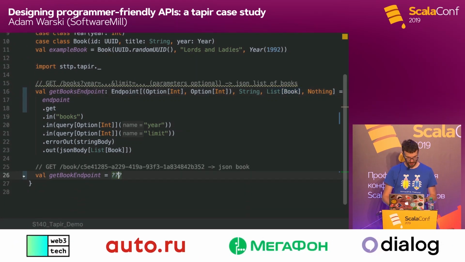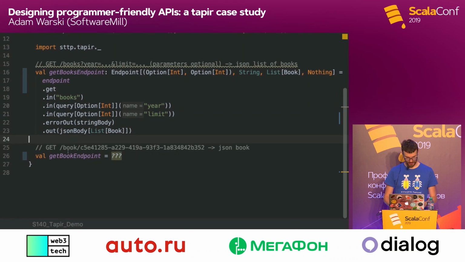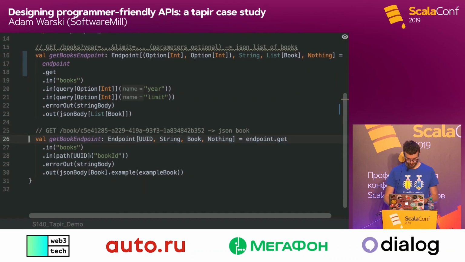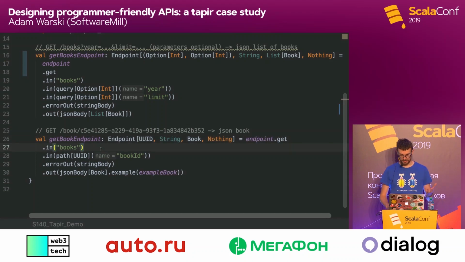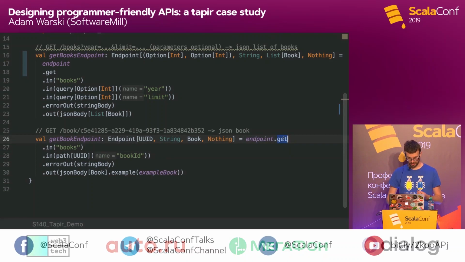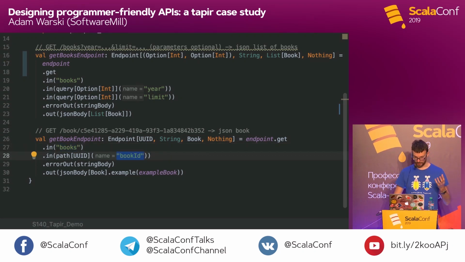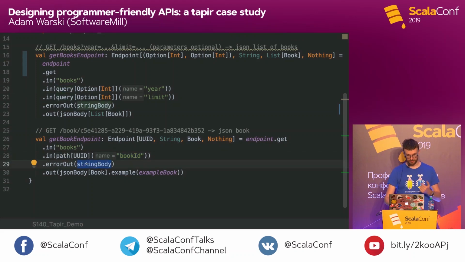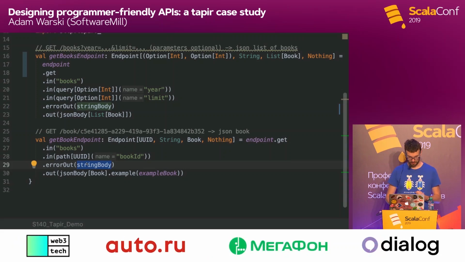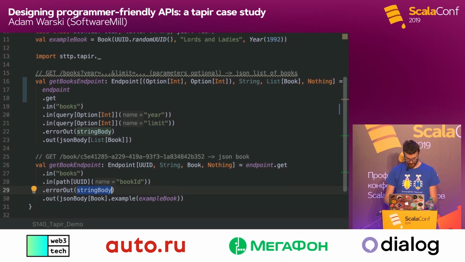And in a very similar way, we can describe other endpoints. For example, here we have an endpoint to get a single book, right? So we get very similar code. We have a GET endpoint, which responds to the book's context path, has a single path parameter, not a query parameter, but a path parameter, right? And in case of errors, we return the same thing. Okay, so that's just very basic Tapir, how it looks from the programmer's perspective.